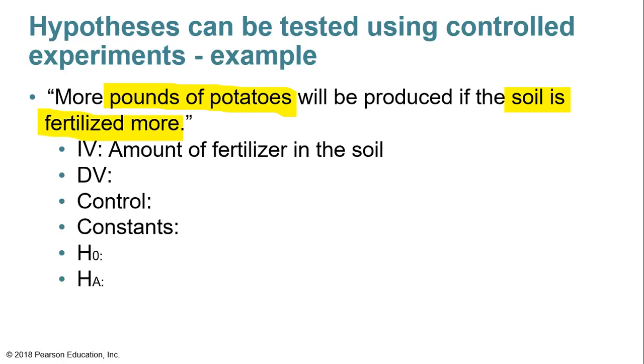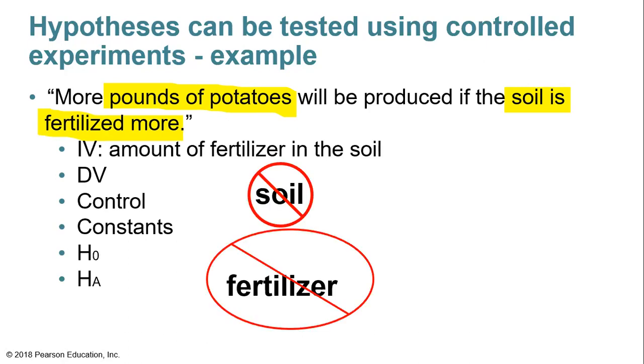I want to caution you against a common mistake. When you're stating the independent variable, you can't just say soil and you can't just say fertilizer. You have to be specific. If you just say that the independent variable is soil or fertilizer, that's wrong. If you just say it's soil, then someone reading your answer won't know what that means. What about the soil are you changing? Are you changing the type of soil? Are you changing the amount of soil? No, you're changing the amount of fertilizer in the soil. So you have to say that.